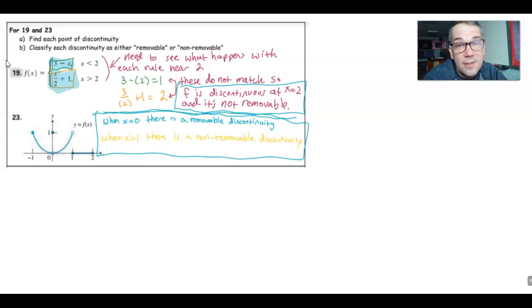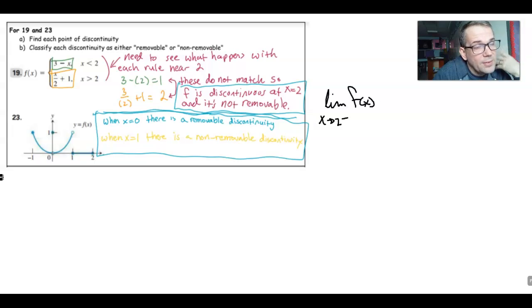So there's definitely a discontinuity at 2. The question is, is that discontinuity removable or not? And that's just a question of, does the limit actually exist? So technically, what I'm checking is the limit as x approaches 2 from the left of f of x. If I had more room on my key, I would write all this out. So I'm going to use the rule 3 minus x, because that's for values that are less than 2. I'll plug 2 into here. 3 minus 2 equals 1.